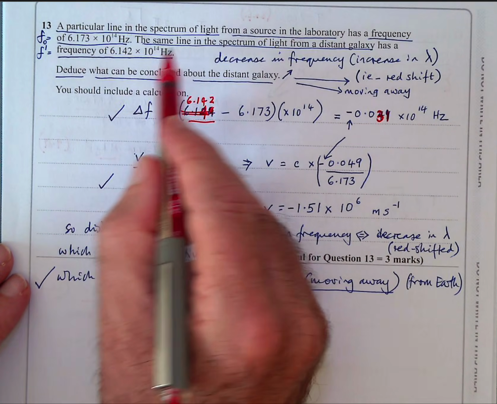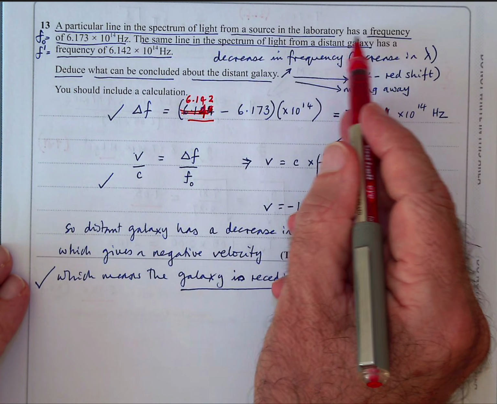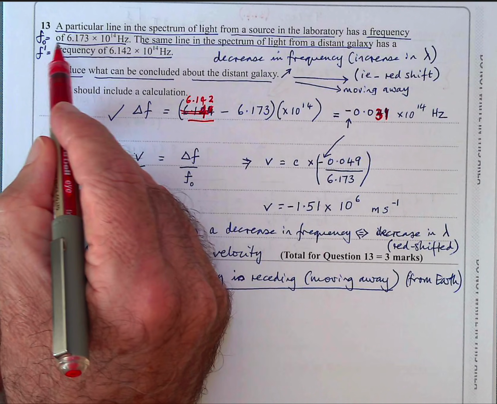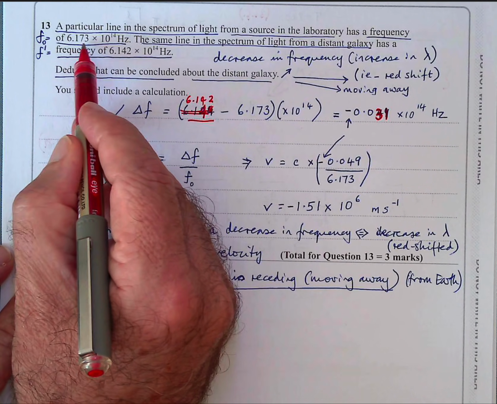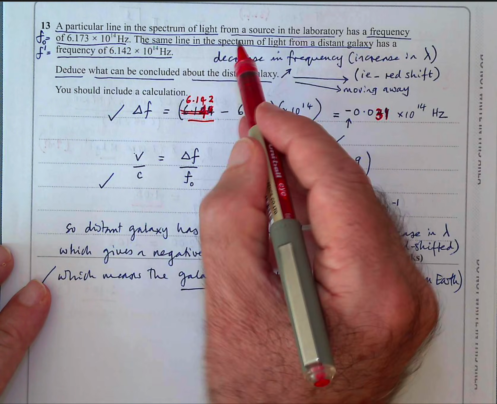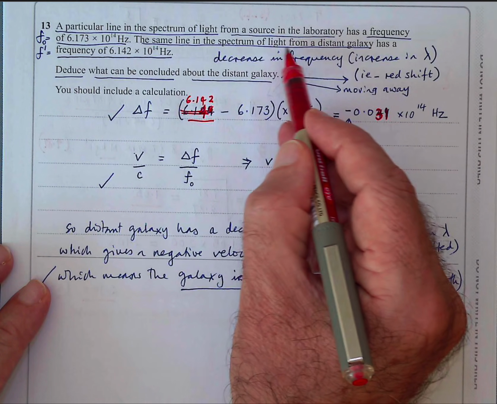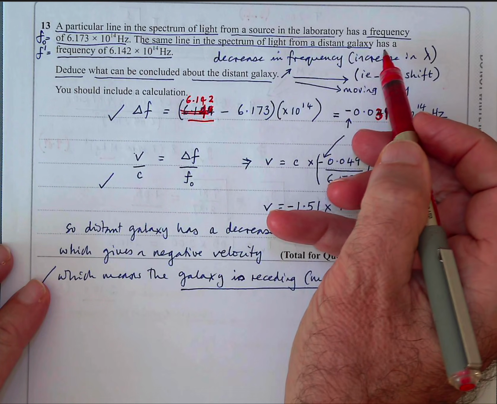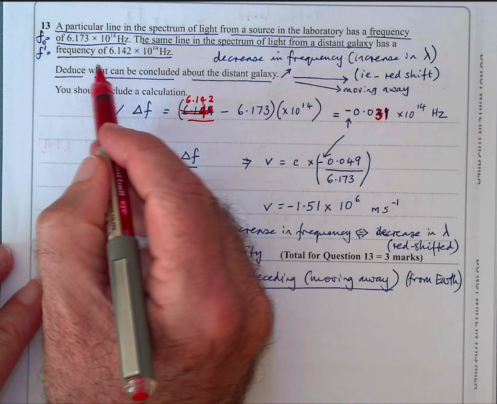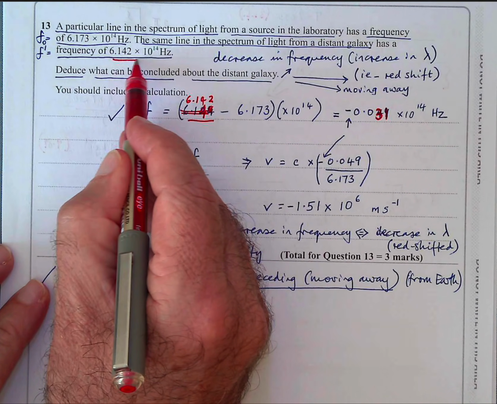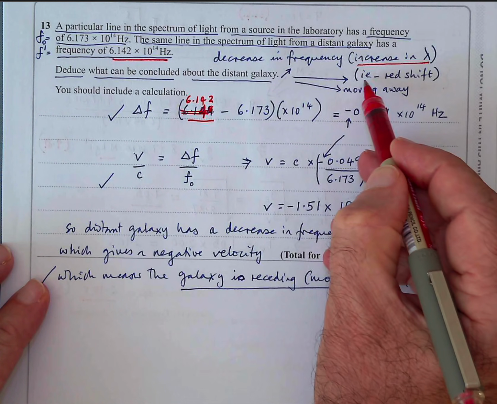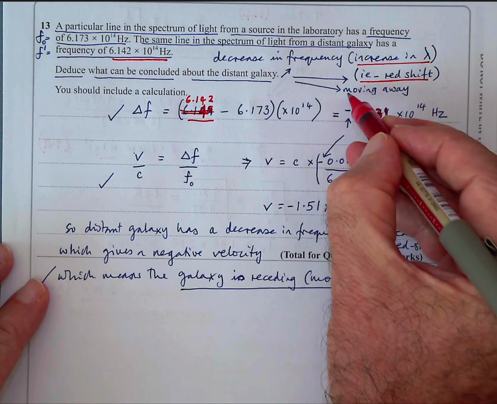Question 13. A particular line in the spectrum of light from a source in the laboratory has a frequency, normally I've called it f0 just to say that it's not moving, of 6.173 times 10 to the 14 hertz. The same line in the spectrum of light from a distant galaxy, so we know it's the same line due to the same transition, has a frequency which is lower. So there's a change in frequency. A decrease in frequency means an increase in wavelength, i.e. it's a redshift. That means we know it's moving away already.